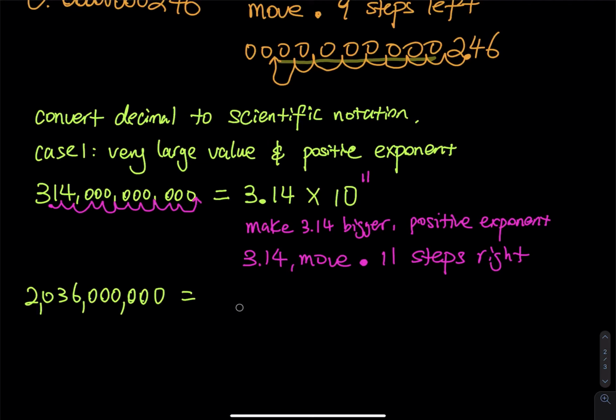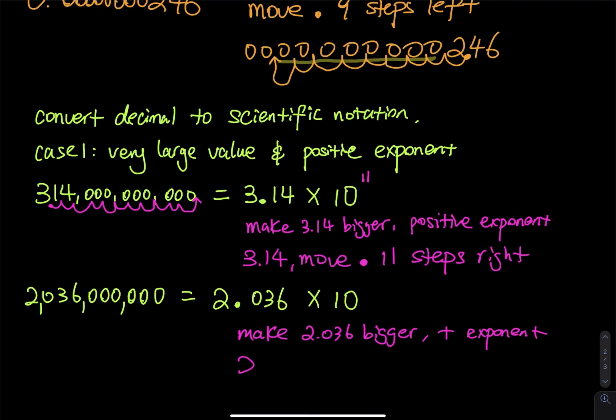Okay, so we have to fix that too. So what is correct? The correct thing to do is 2.036. So now this number is between 1 and 10. And then you multiply by base 10 raised to some exponent. So what you are trying to do is make 2.036 bigger, right? So that means you need a positive exponent. Positive exponent means you start at 2.036 and then move this decimal point how many steps to the right? We don't know, right? Let's find out right now. Starting at 2.036 right here, let's do the move. 1, 2, 3, 4, 5, 6, 7, 8, 9 steps. So this is 9 steps. That means this is 10 raised to the 9th power.